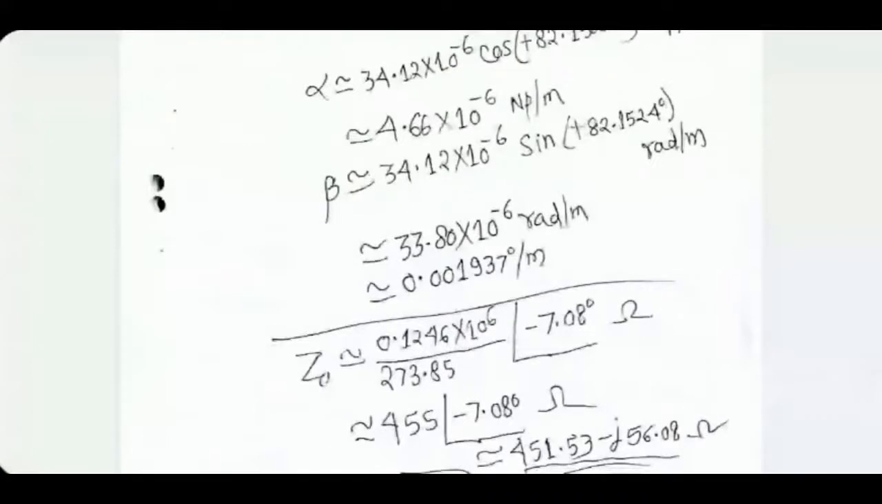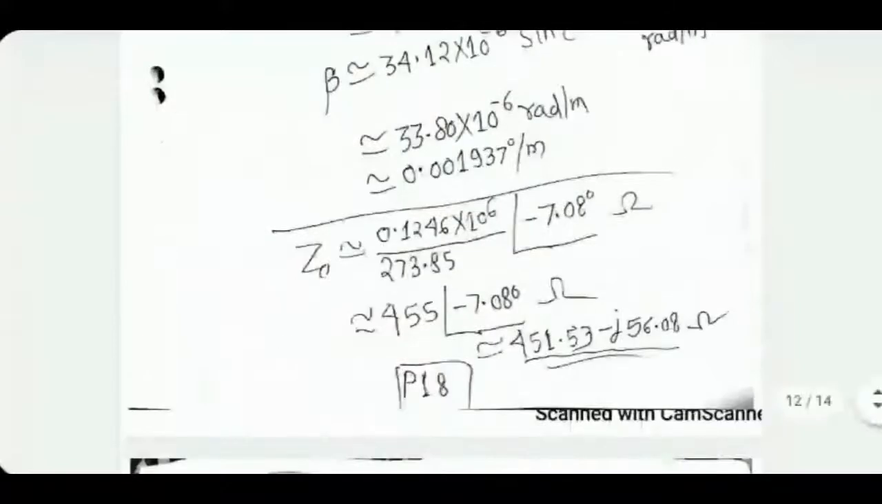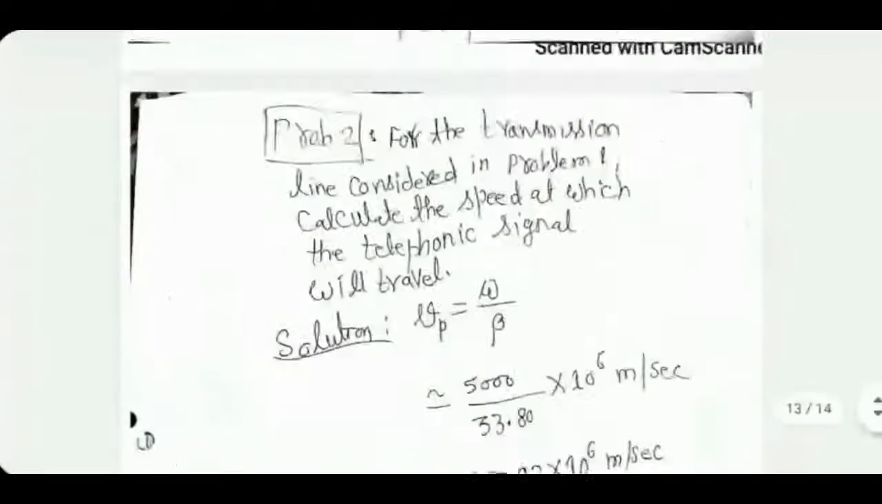And similarly for Y, and what I get finally is Z naught equal to 455 ohm with an angle of minus 7.08 degrees. If you break it up into rectangular form, it turns out that its real part is very large compared to imaginary part. So it is almost a real number, but not perfectly real. These calculations are a must for real life situations.